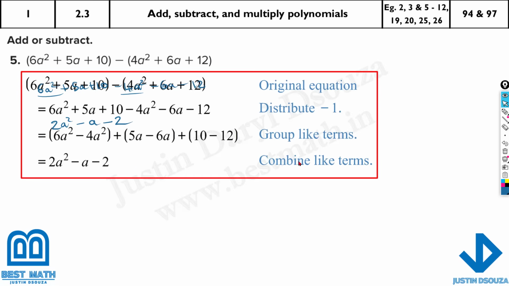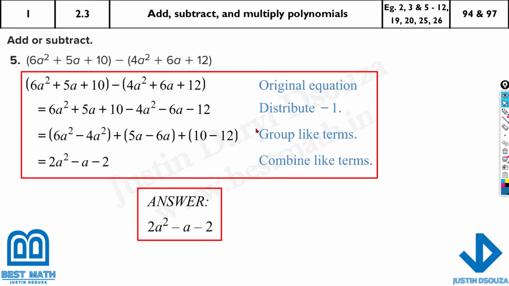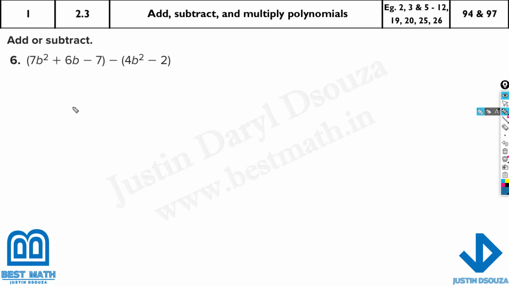Here we go. What about the next problem? Same thing, pretty simple problems. It's 7b squared plus 6b minus 7. And here it is minus 4b squared and plus 2 because it's minus. Minus and minus becomes plus. And this will be 3b squared plus 6b minus 5. And that will be the answer.